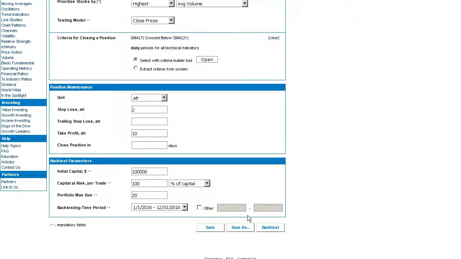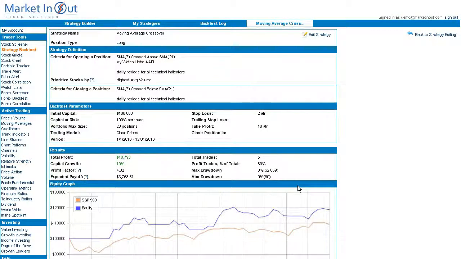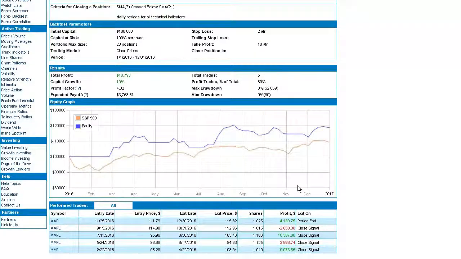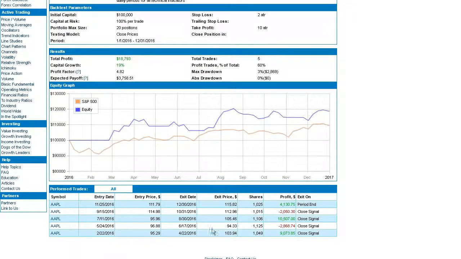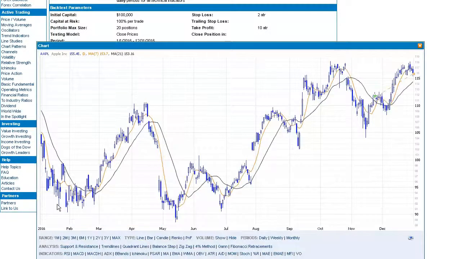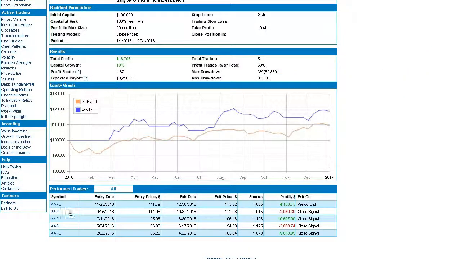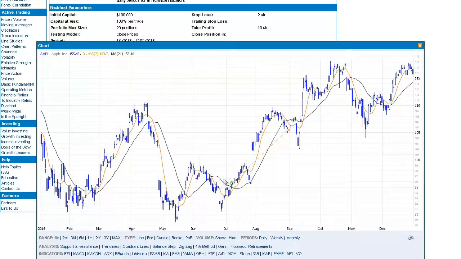Let's run the backtest. We are directed to the Backtest report page, and if we go to the Performed Trades listing, we can see that only Apple positions were opened. Let's click on the ticker name to review the position's entry and exit points. Let's look at this one. We see the entry point, and here's the exit point. That is similarly displayed on this next one. We can see the entry point here, along with the exit point.